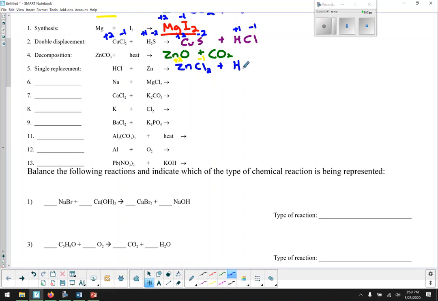Another thing is that hydrogen is one of those Brinkelhoff diatomic molecules. It's the H in Hoff and Brinkelhoff, so it's never H by itself. It's always H2. So the proper way to do this is ZnCl2 plus H2.